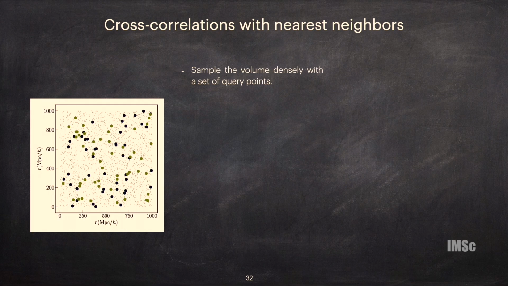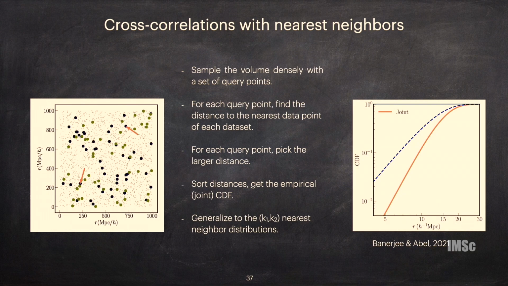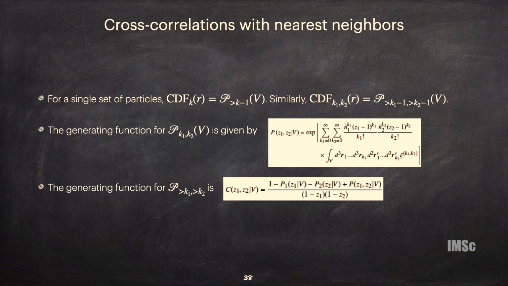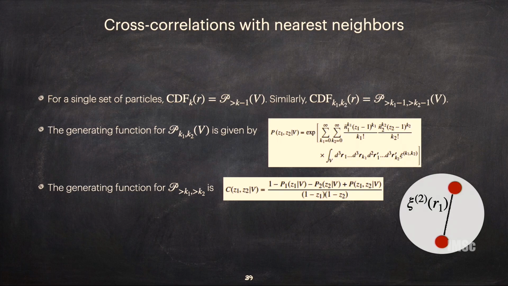I'll go over this a little more quickly because I have 5 more minutes. But what we have been able to do is generalize what I had shown you about the auto clustering of a set of points to talk about cross correlations. And again, in the cross correlations, we were able to write down the generating function in a closed form, and again show that these are related to terms that are integrals of the 2-point correlation function.